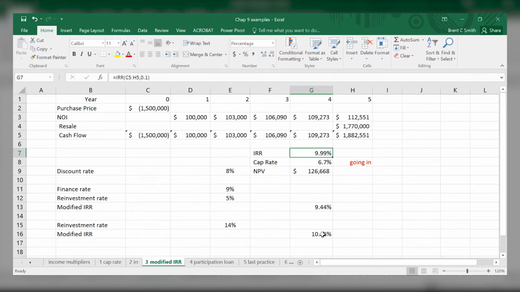Now, I extended that example to say, well, what happens if the reinvestment rate's actually higher than what the project's generating? So the project's generating a 10% IRR, and I said, what happens if the reinvestment's 14%? And you can see what happens to the overall project's IRR. It goes up as one would expect.